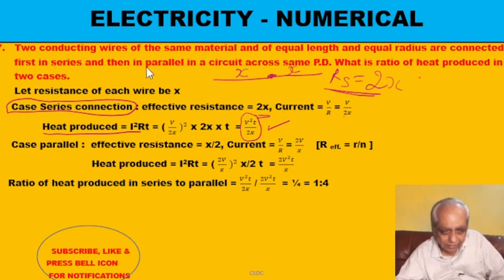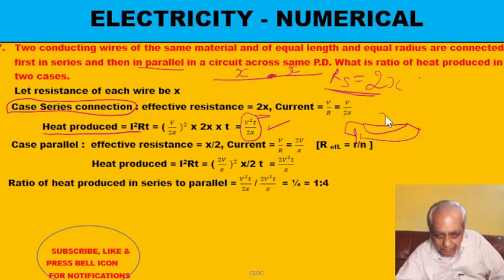In the second case, they are connected in parallel. So this is one wire of resistance X, another wire is also of resistance X. I am connecting them in parallel. Here some voltage V is applied. So in case of parallel, I had told you if resistance is r and there are n connections, effective resistance is r upon n. So now effective resistance of these two would be X upon 2.